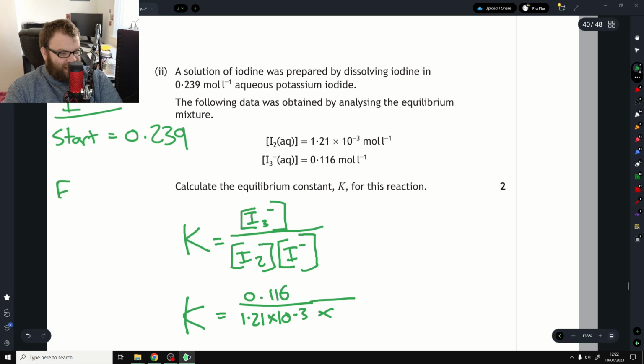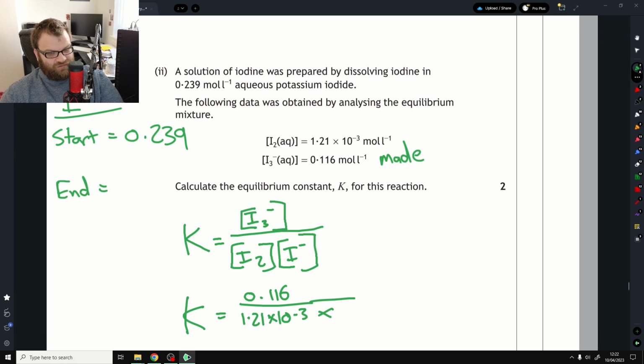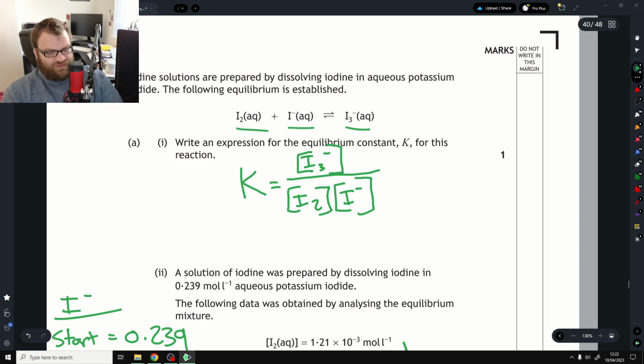Now we need to know the end at equilibrium. What's the value we've got? If you look at the product, we have made 0.116 moles per litre of the I3 negative. This means that's how much is going to be taken away. So there's a 1-to-1 ratio between all of them.